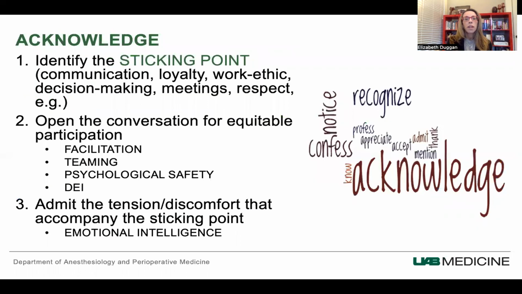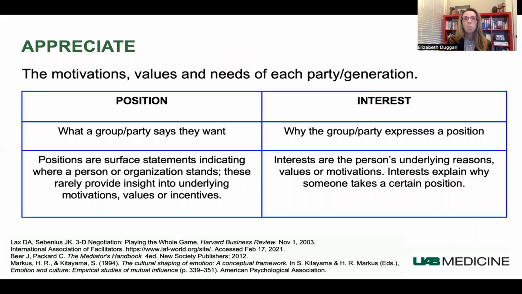The first of the 4 A's is acknowledge. Create an open forum for discussion. Identify the sticking point and open the conversation for equitable participation and discourse around the rising emotions that surround the issue. Ideally, departments willing to invest in formal facilitation training may have an internal advantage when issues arise. There are also multiple options to become more versed in teaming, psychological safety, and DEI to better open these conversations and reach the acknowledged issue.